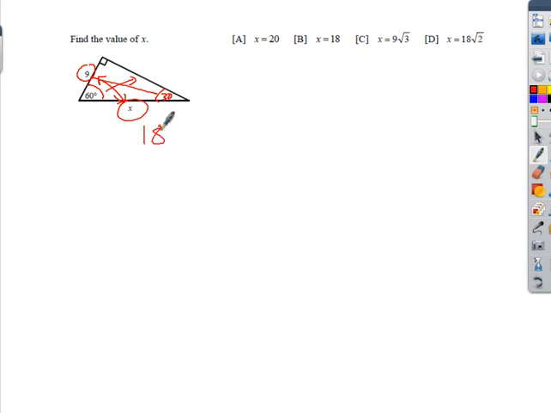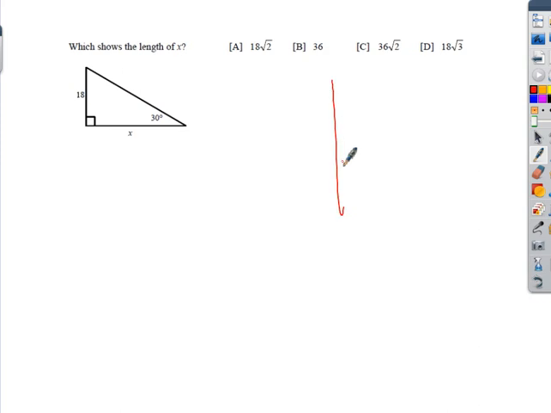Basically, you need to know this. 30, 60. You need to know that this is the short side. Put a 1 there. This is the long side. Put a square root of 3 there. This is the hypotenuse. Put a 2 there.